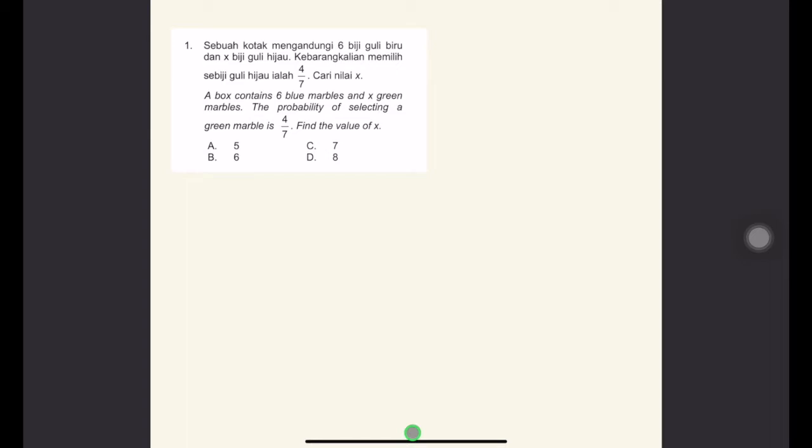Today we're going to discuss your exercise on chapter 9, form 4, which is probability. We will discuss 5 objective questions, and for subjective questions we only discuss section A and section B, because section C is more or less the same as section A and section B. Let's look at the first question for objective.